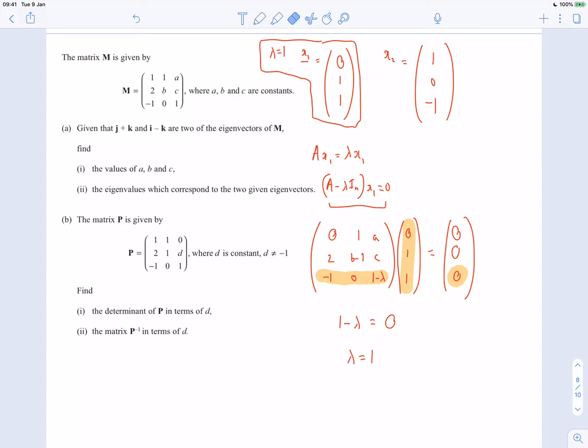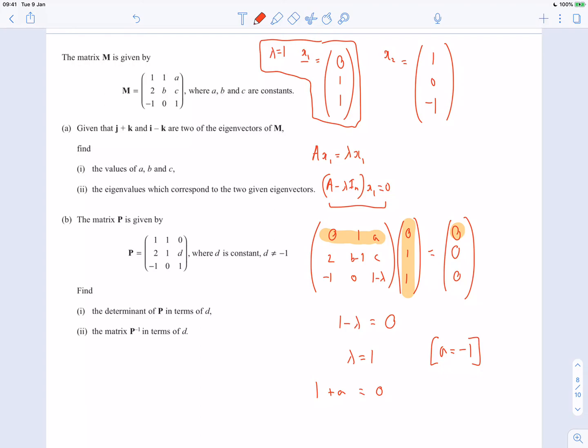Okay, so now I can proceed to go about and work things out, right? Because now if I do the first row, first column, that will be the top element, and I can now work out what a is. So I've got 0 times 0 plus 1 times 1, which is 1, plus a times 1, and that will equal 0. So clearly a equals negative 1.